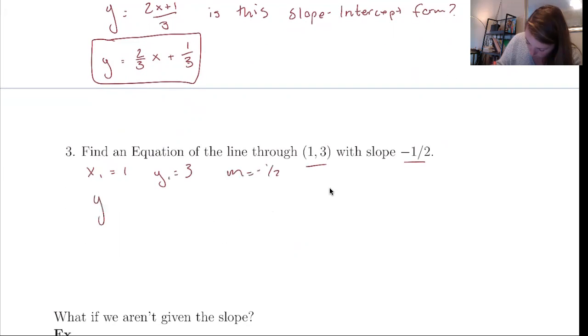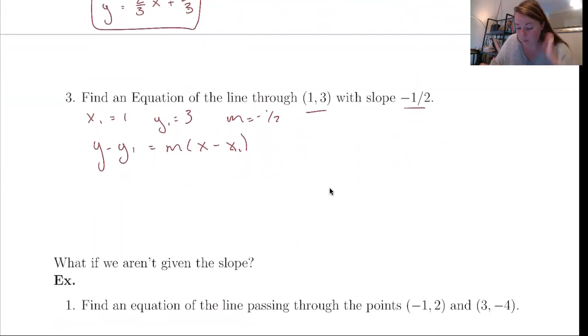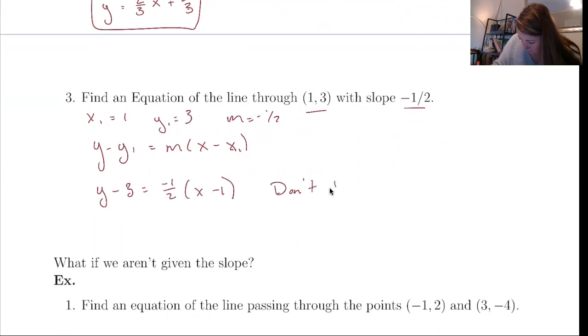Point slope form is y minus y1 equals m times (x minus x1). And I'm not going to distribute that. The reason is because it's clear what's the point and what's the slope. So if you distribute m, it's not that clear what the point is anymore, okay? So y minus 3 equals -1/2 times (x minus 1). And I'm just going to write don't distribute.